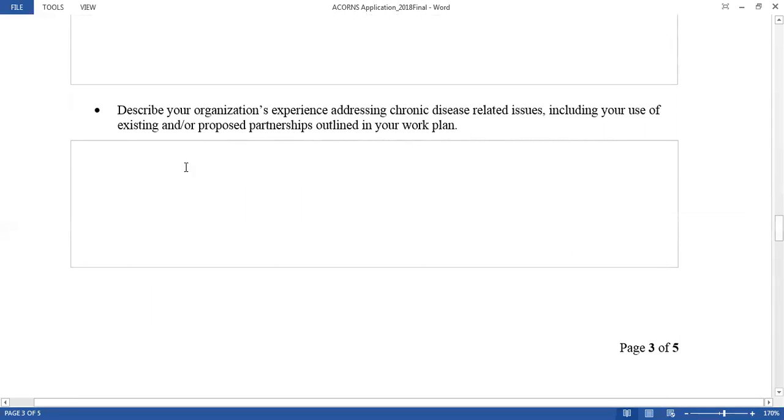The last section of organizational capacity says, describe your organization's experience addressing chronic disease-related issues including your use of existing and/or proposed partnerships outlined in your work plan. In this section, please talk about any experience, which can include being a previous ACORNS or CITE grantee, addressing chronic disease. If your organization has other experience addressing chronic disease-related issues, please feel free to describe that experience here and talk about how you will use your current partnerships or how you will use your proposed partnerships in order to help you address chronic disease and to complete your proposed project activities.